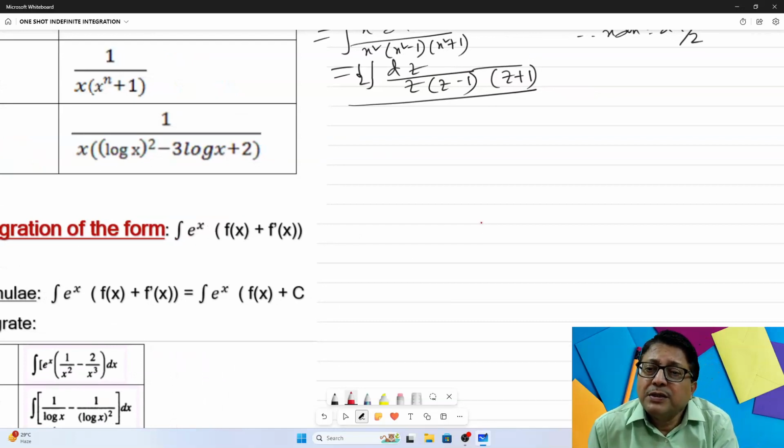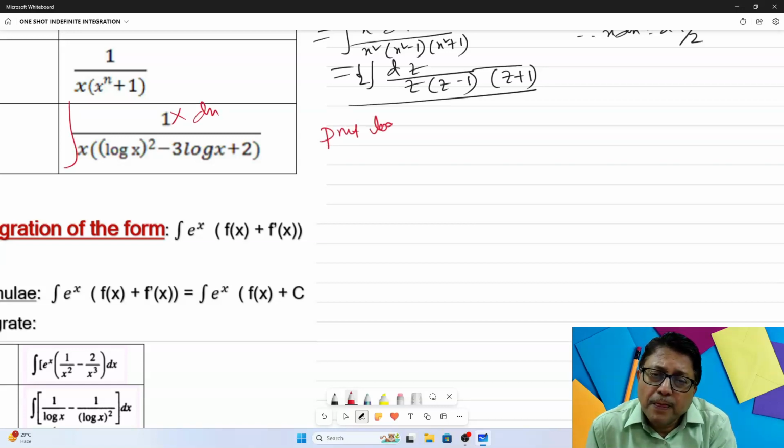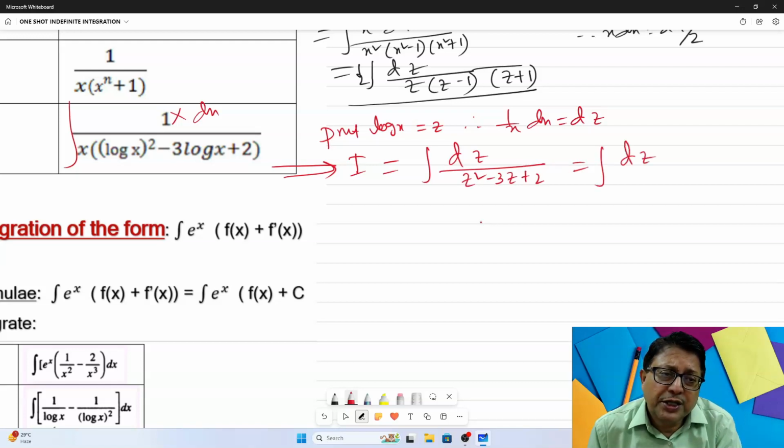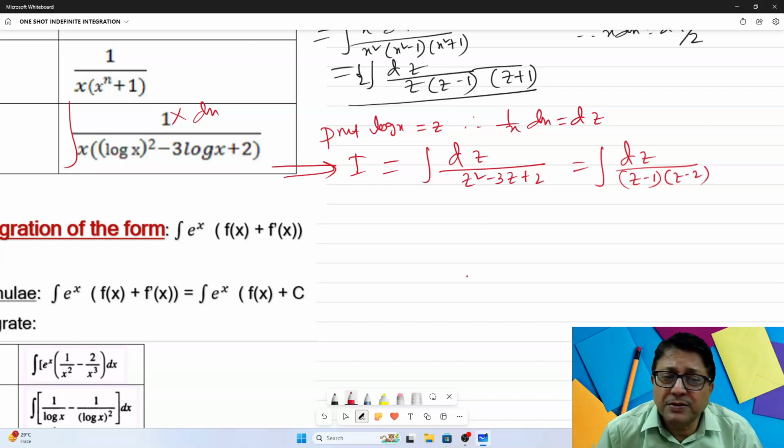For this one, the integrand you write first, then put log x equal to z. So 1 by x dx equal to dz. This whole integrand is changed to this form, dz by z minus 2. Use partial fraction for it.